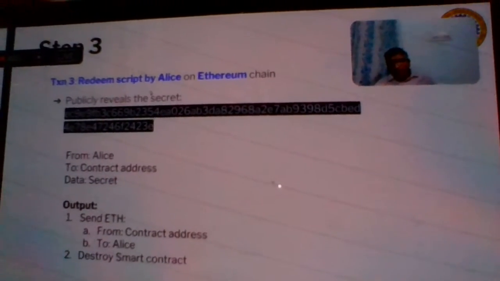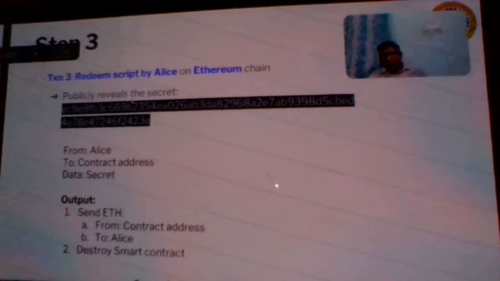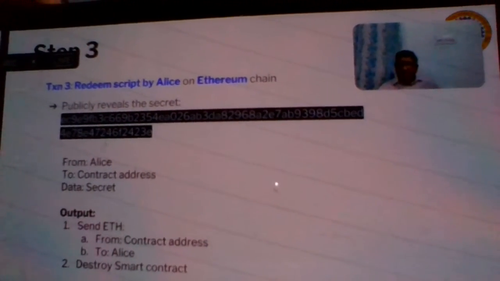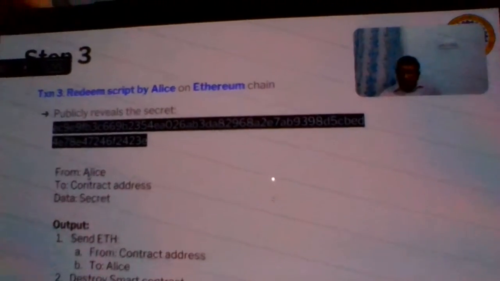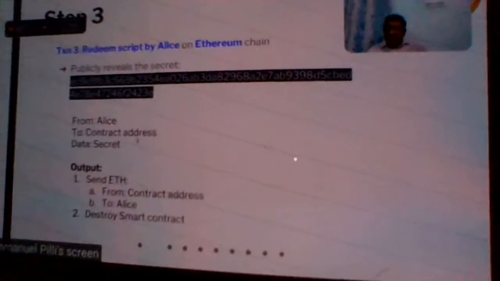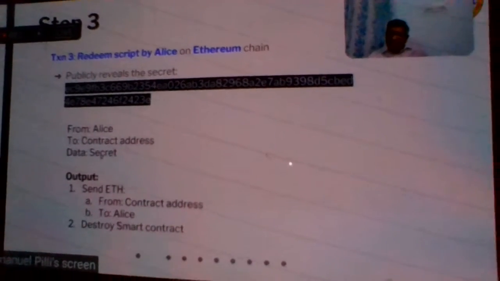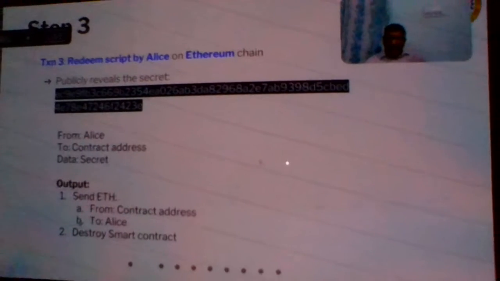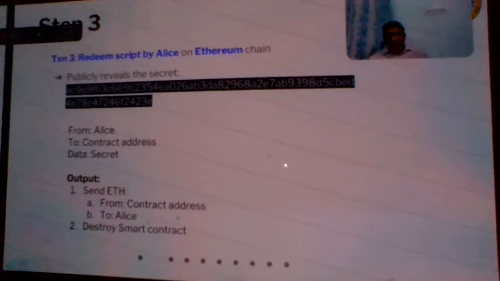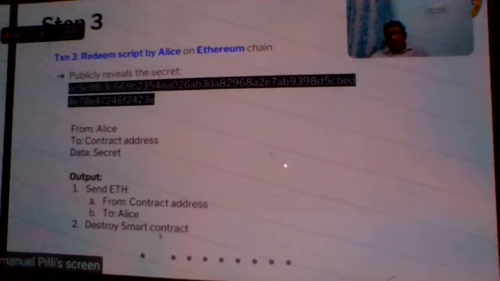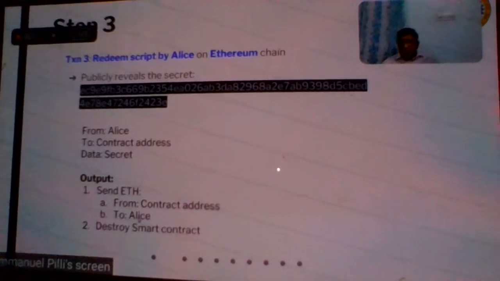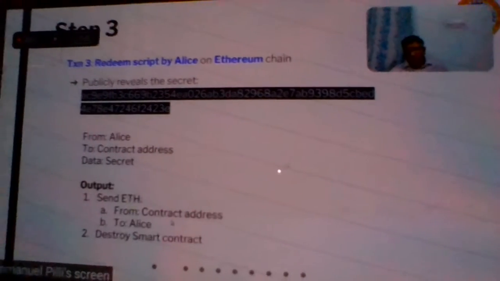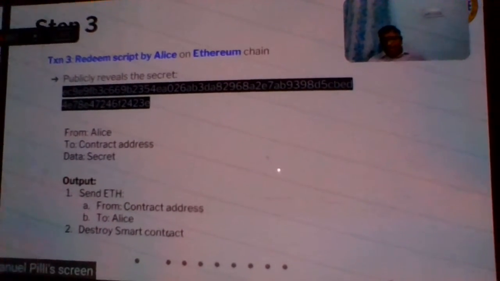In the redeem script by Alice, she publicly reveals the secret, right? This is the secret. She says this is from Alice, and this is the contract address where you have to send it. And then this is the secret. Once she reveals this secret, then you will get the money. So send ETH from the contract address to Alice and destroy the smart contract. Once this is done, you destroy the smart contract.